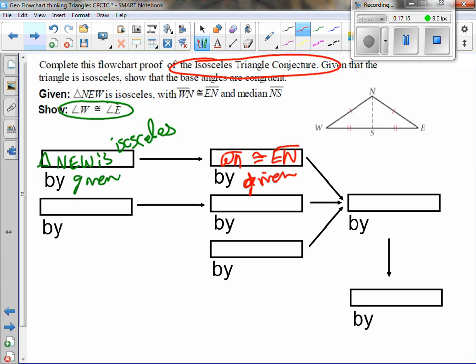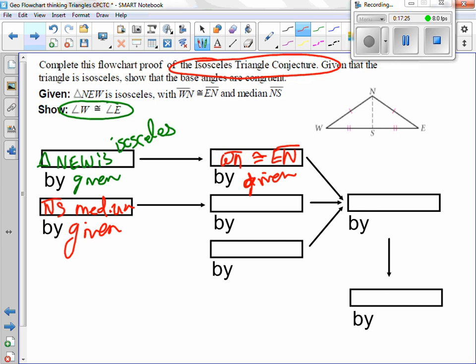Now it also says that NS is a median, yes? Well, really from this statement here, we're going to end up saying that WS is congruent to SE. Now this is by definition of medians. This is true. We haven't gotten into what a median is and how it works and how it operates, but we will get into that in chapter 6.